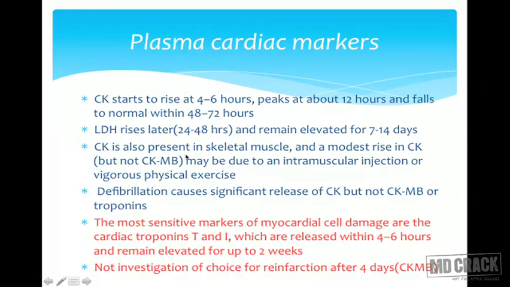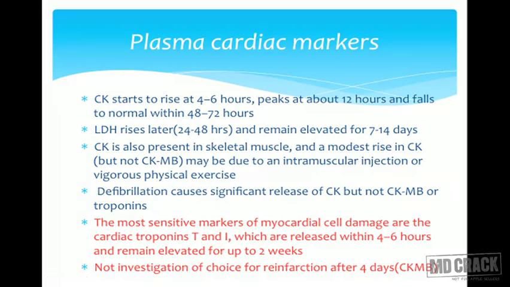Creatine phosphokinase is also present in skeletal muscle, and a modest rise in CK but not CKMB may be due to an intramuscular injection or vigorous physical exercise. Defibrillation causes significant release of CK but not CKMB or troponins.